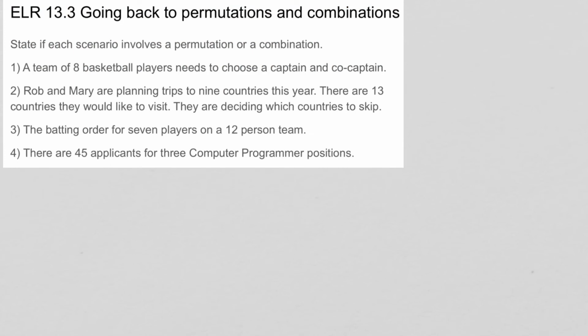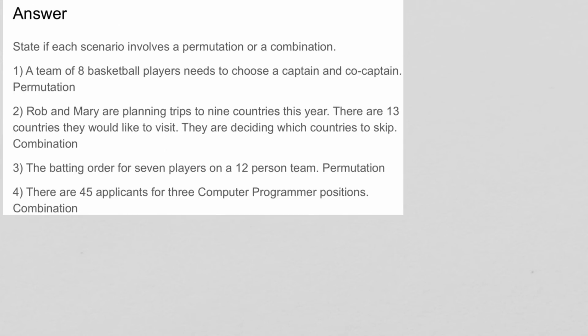Okay, so let's go back and review permutations and combinations. I have 4 scenarios here. All I want you to do is tell me if it's a permutation or a combination, P or C, for your notes. So take a look at these, decide what you think they are, and then come back to get your answer.